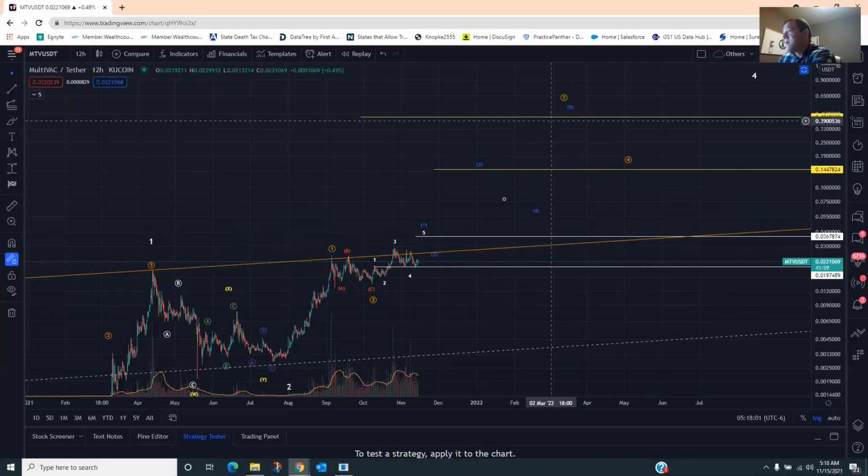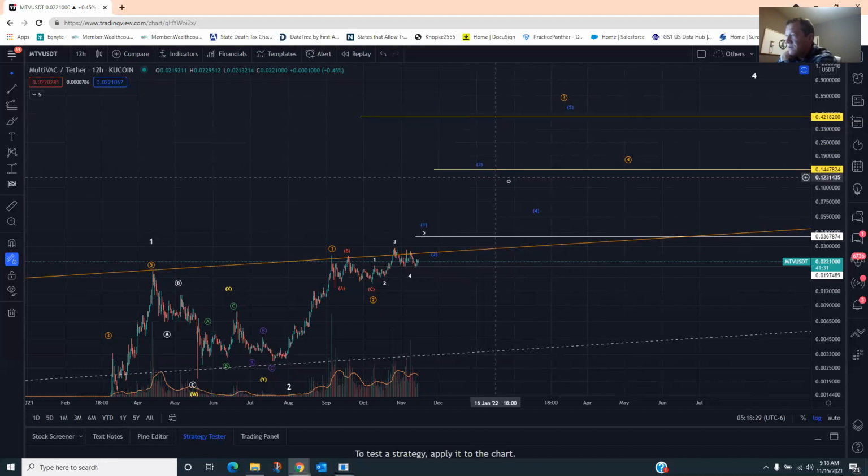and then your last leg up of your 5 to complete your micro 3 of your macro 3, which will take us up to about 40 cents, in my opinion. This is where I will, well, actually, each one of these levels here is a fib level. The yellow lines I use as the 1618. So it's a 3 of some sort of a wave 3 of a lower degree.